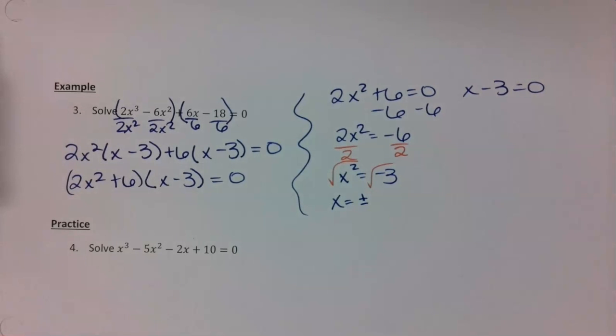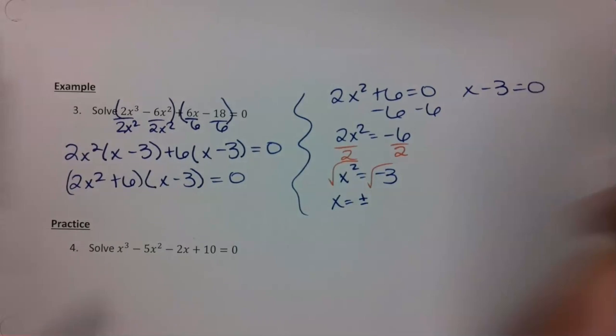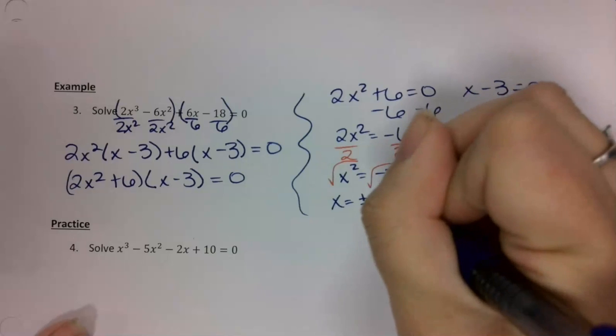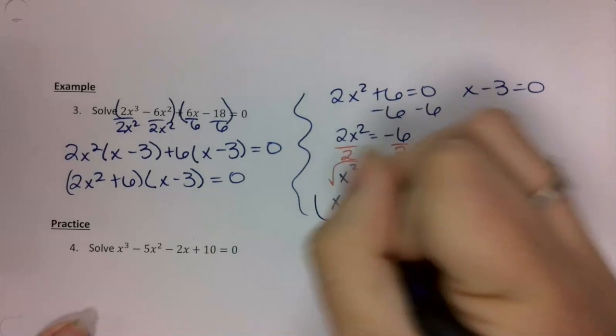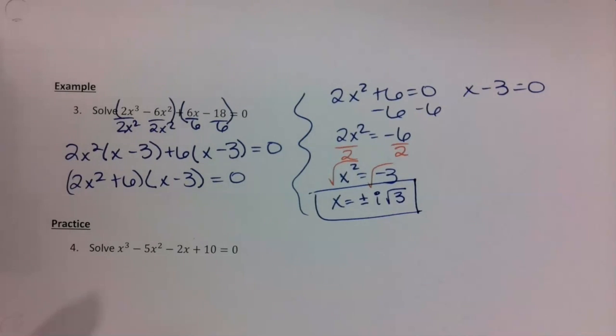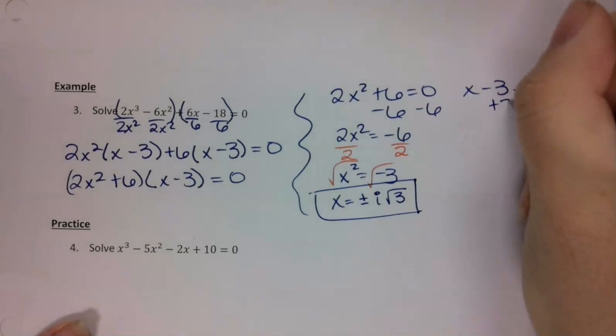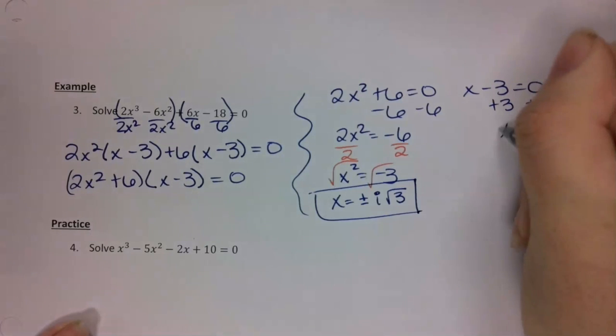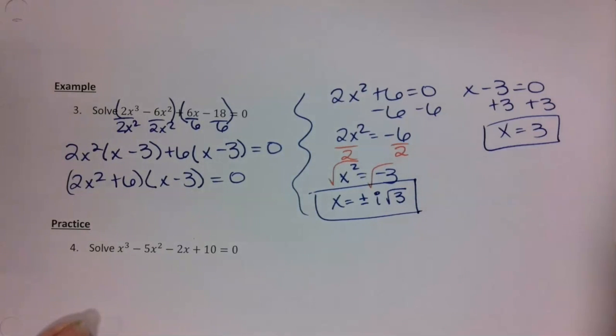Can I simplify that? I can take out the negative and turn it into an i, so I have i square root of 3. And then on my right equation, I just need to add 3 to both sides. So I get x equals 3. Questions on this one?